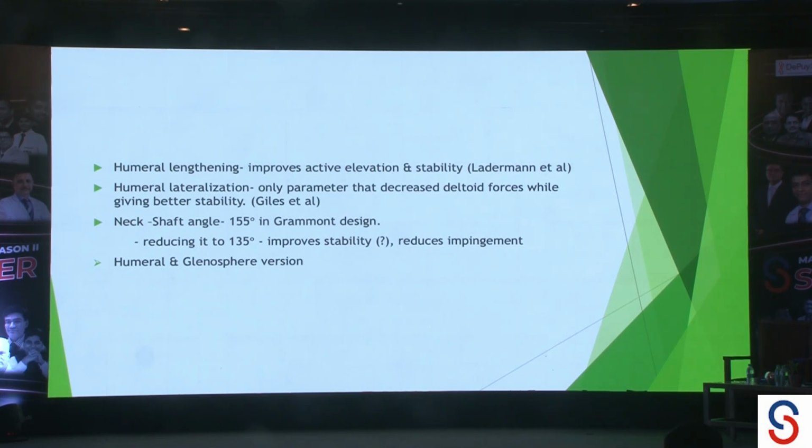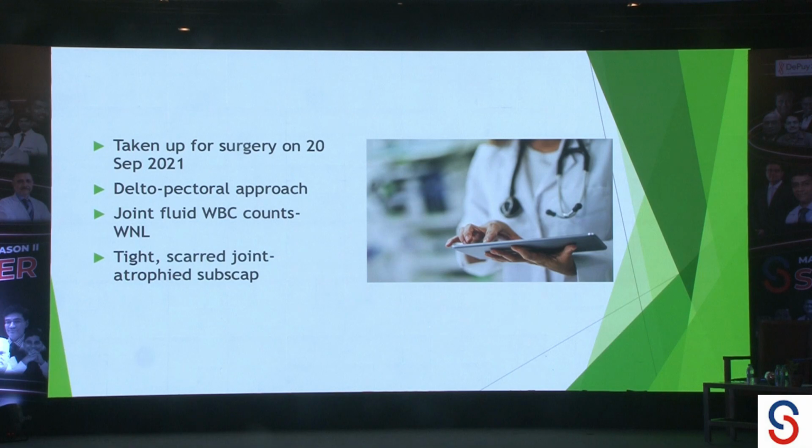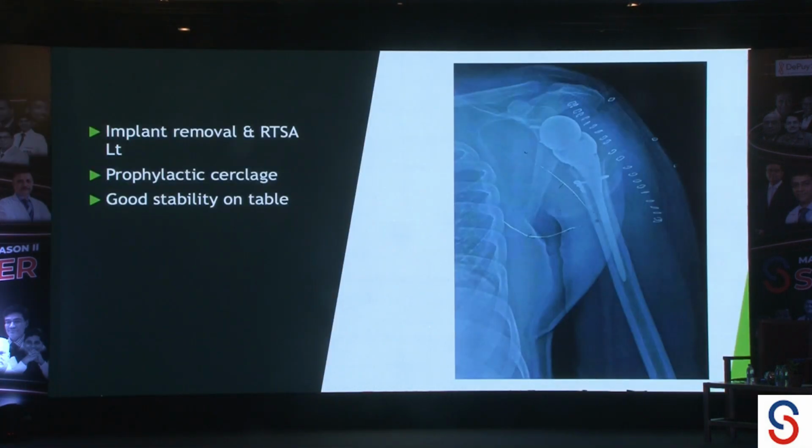And the version. Again, for the version of the humeral stem and the glenosphere, there is still no consensus as far as we know. Most of the time we give neutral version in the glenosphere and about 20 degrees of retroversion on the humeral side. Again, debatable. Then implant removal and reverse shoulder was done.